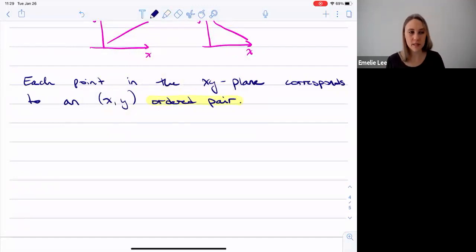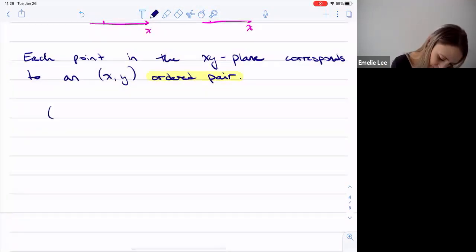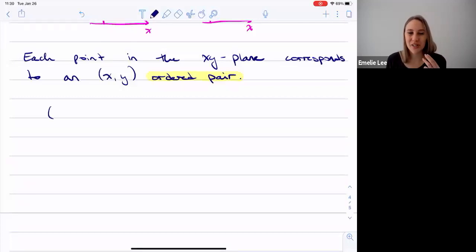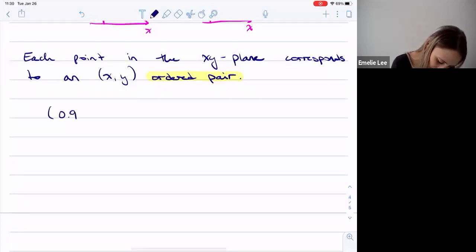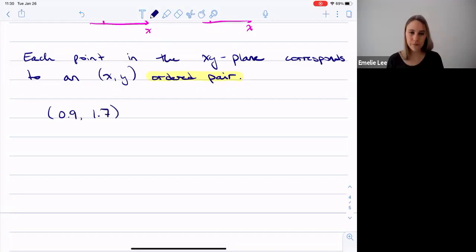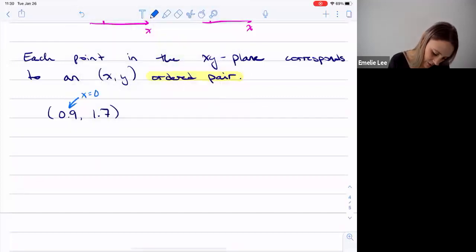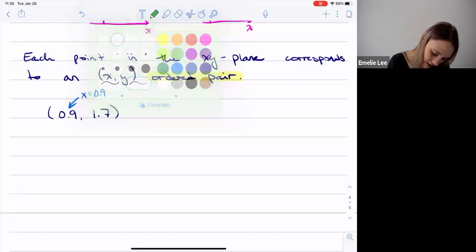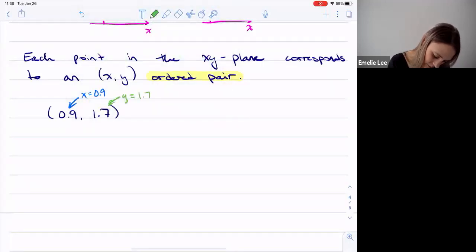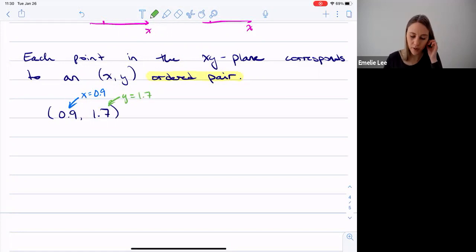I'll highlight that because that's some terminology that we're going to refer to quite a bit. So an ordered pair is just an XY pair, which is a point on the graph. For example, the solution we were working on earlier was 0.9 comma 1.7. What this means is that when x is 0.9 and y is 1.7, both are positive.